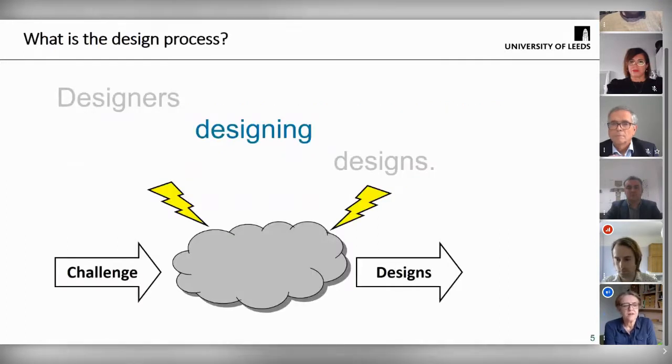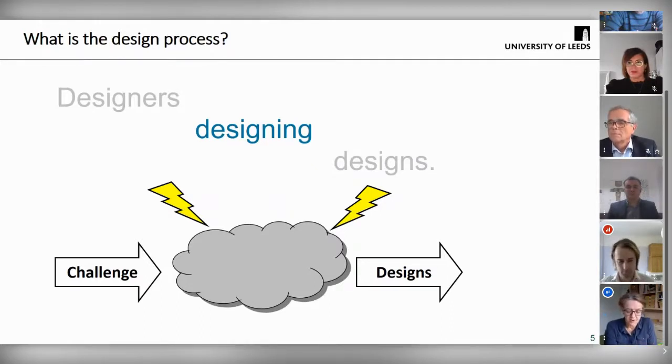Next slide. So firstly, we can see design as a process or an activity. It takes a challenge of some kind, and design, in the form of design descriptions, comes out. And there's this cloud in the middle where designers do design synthesis, design analysis and decision making to basically create a response to the challenge. So that's a very creative and organic process.